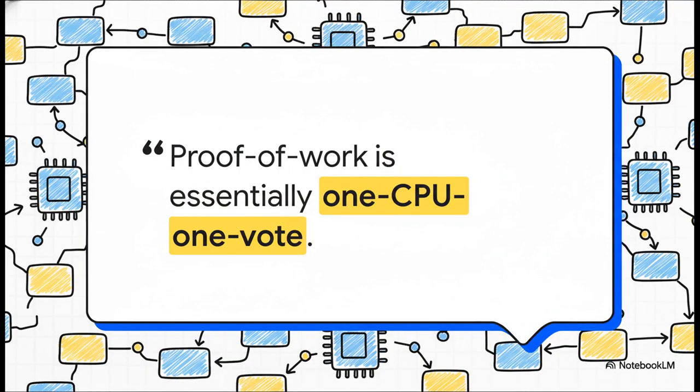And this quote from Satoshi Nakamoto really gets to the core of it. Proof of work is essentially one CPU, one vote. In a decentralized network, there is no boss. So how does everyone agree on which version of history is the true one? The rule is simple. The longest chain, the one that has the most computational work, the most proof of work invested in it, is considered the official one. It's a consensus mechanism based on pure processing power.